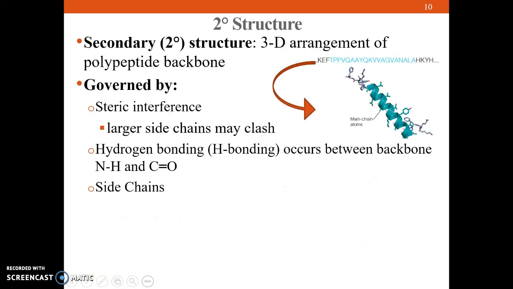Okay, so up here at the top is the primary structure, and what your book shows is just an image where that series of turquoise amino acids is now a three-dimensional secondary structural element. And the formation of this is the rotation around those phi and psi bonds, and it's limited by steric interference. So larger side chains are going to clash with each other, so they're not going to be in the same space. It's most importantly governed by hydrogen bonding, and it's hydrogen bonding often in the backbone, and there's also some interaction with the side chains, which we'll see.